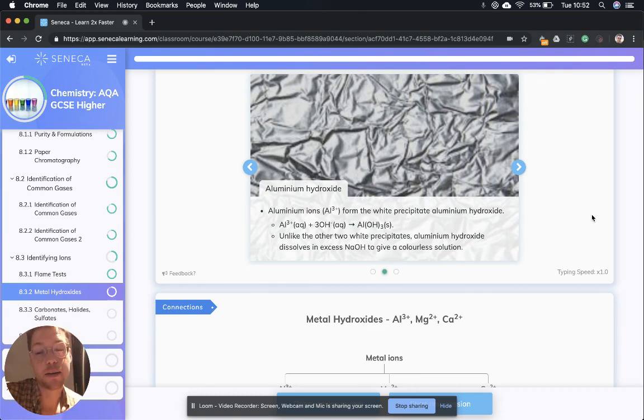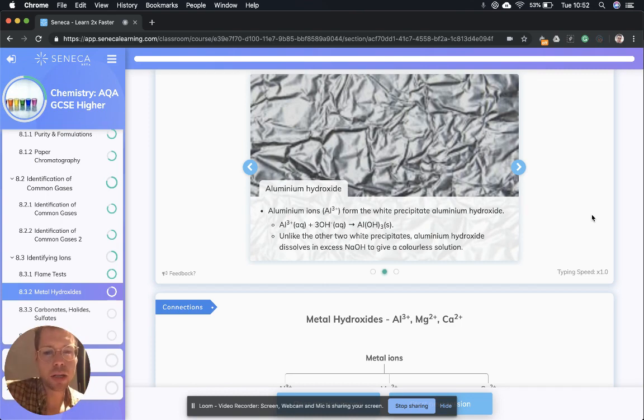The symbol equation for that is Al3+ plus 3OH- goes to Al(OH)3. Remember, OH- ions or hydroxide ions have a -1 charge. So aluminium ions have a 3+ charge, so we need 3 OH- ions to balance out that charge and form our nice, cute little solid precipitates.